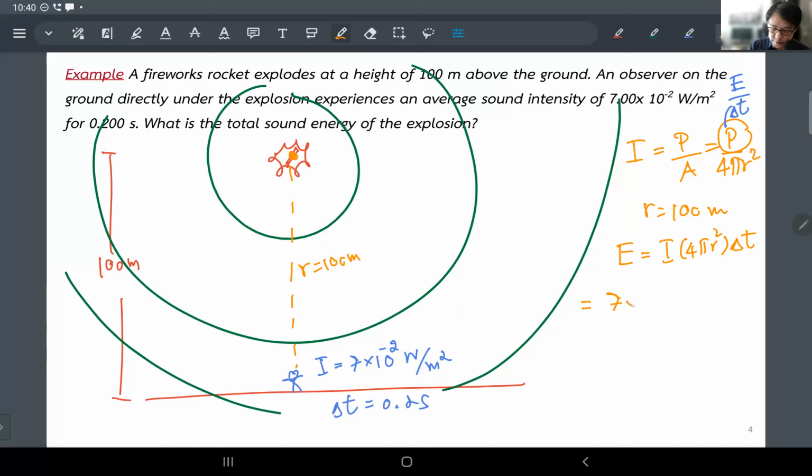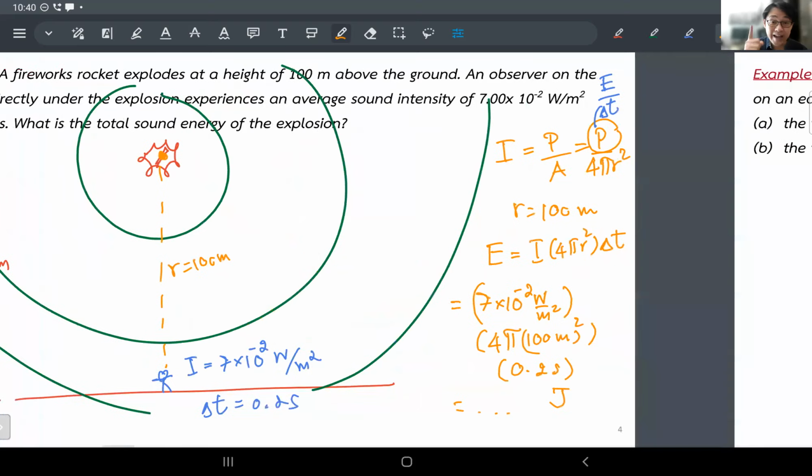Intensity is known. 4 pi r squared is easy. The distance is already in meters. That's nice. Delta t is already in seconds. That's it. The answer that you get will be in joules, and you're done. Easy enough. At least that gives you an idea of what we are about to do right now. So far, so good.